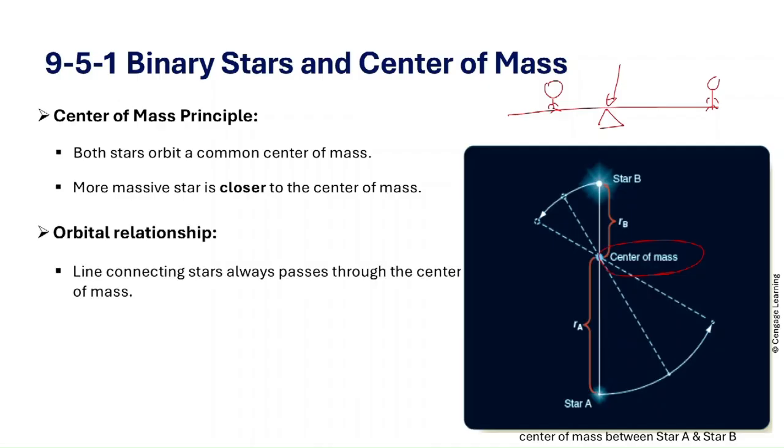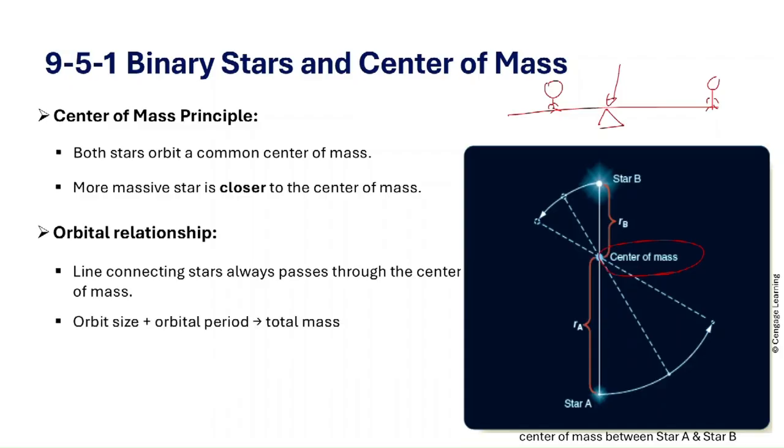So, no matter where the stars are in their orbit, if you draw a line connecting them, it always passes right through the center of mass. You can see that in this figure. The line from star A to B always runs through that balance point, the center of mass point. Now, the figure also shows two distances, R_A, the distance from the center of mass to star A, and R_B, the distance to star B. Later, we will use those distances to compare the stars' masses.